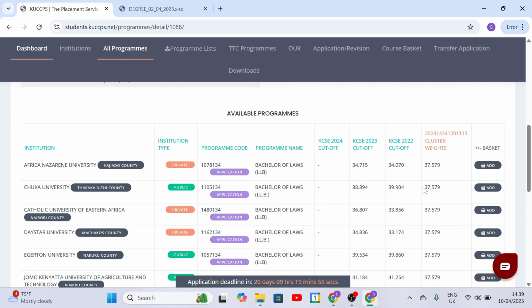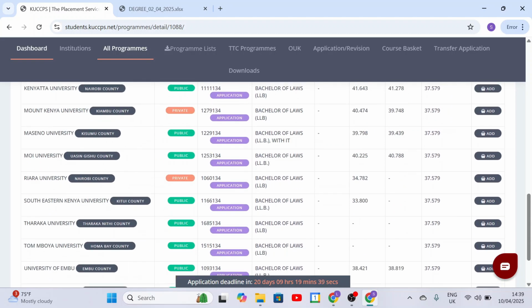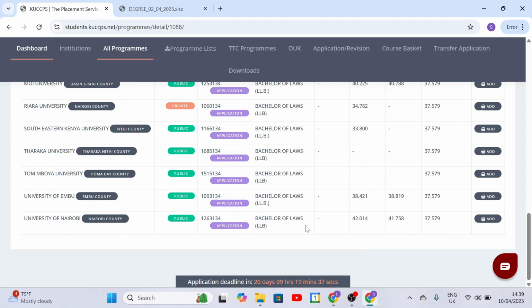And for him, he had 37.579, this candidate X. That's amazing. That means that you can actually go on and apply for this course, because the chances are very high that he is going to secure that post. Let's check a competitive university, University of Nairobi here. The cutoff was 42.014 in 2023. In 2022 it was 41, and the candidate has 37. If you dare apply for this course, you will not get it. That one I'm giving you for a fact.